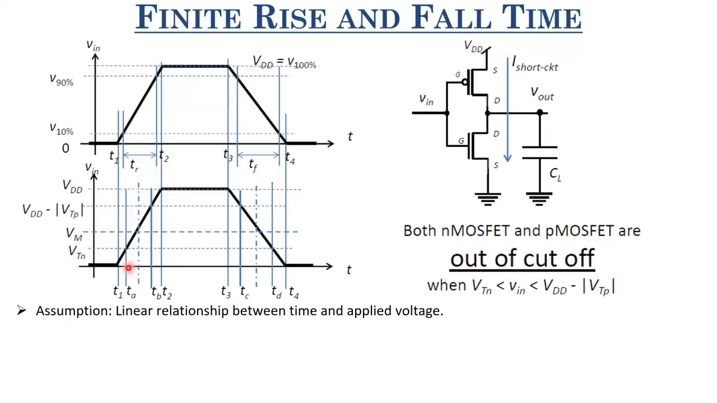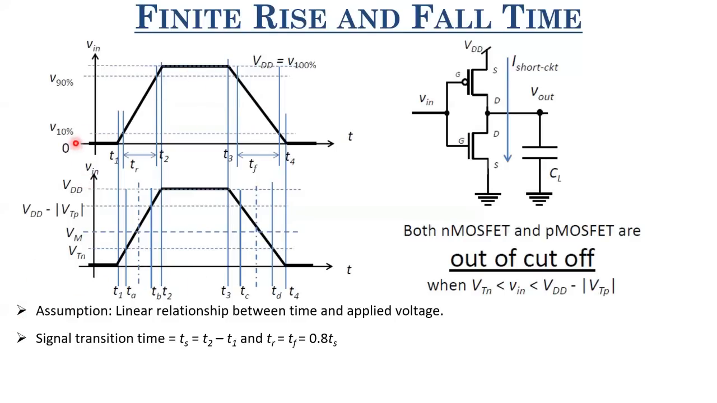So because of this finite rise time as well as finite fall time, for input voltage between VTN and VDD minus mod of VTP, both of these transistors are out of cutoff, and they can supply current between VDD and the ground through these two MOSFETs. This current is called short circuit current, and this short circuit power dissipation is also a significant contribution to the energy dissipation. And we'll calculate the exact values later. But first, let us see this diagram in detail.